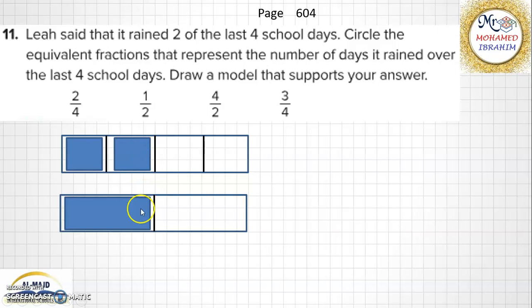You will find them similar to each other, equal to each other. So 2 over 4 is equivalent with 1 over 2. Very good. But 4 over 2? No. 3 over 4? No. Wrong answer. So the right answer is 2 over 4: circle 2 over 4 and 1 over 2.